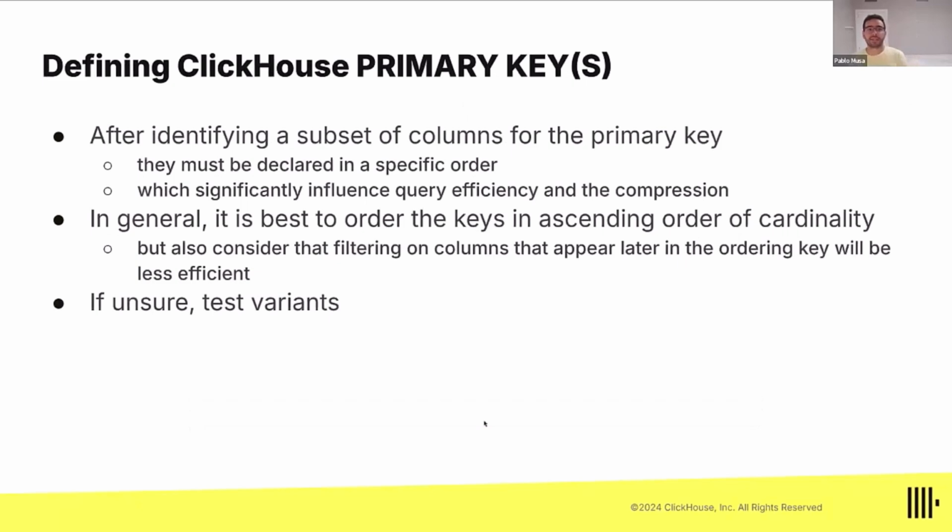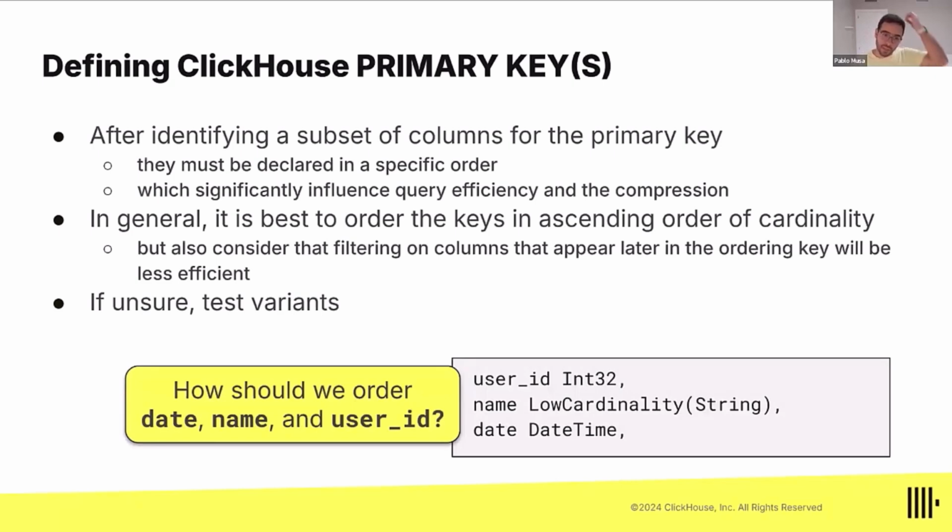After identifying the subset of columns for the primary key, they must have an order. In general, the best order is ascending cardinality. Okay, so the lowest cardinality column first. If you're not sure, test a few variants, run the queries, and see if anything changes. So in this case, if we have date, name, and user ID, what should be the order? Anyone still alive in there?